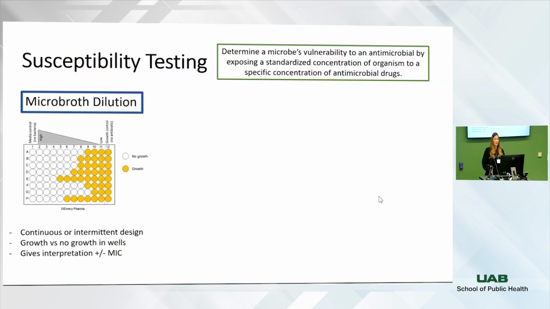So the first one's microbroth dilution. This is where you have a plate, like a 96 well plate, and in each well, say on a given row, there's an antimicrobial, and each well has a different concentration of that antimicrobial in doubling dilutions, going from a high concentration all the way down to nothing. And then we also put the same amount of bacteria in each well, and we assess where that organism grows. So this gives us both an interpretation and what we like to call a minimum inhibitory concentration value.